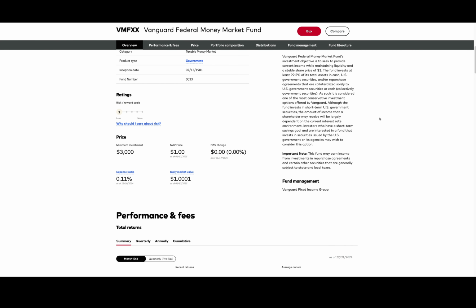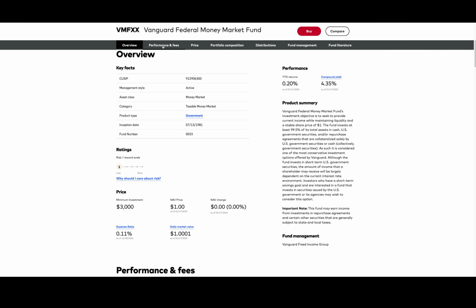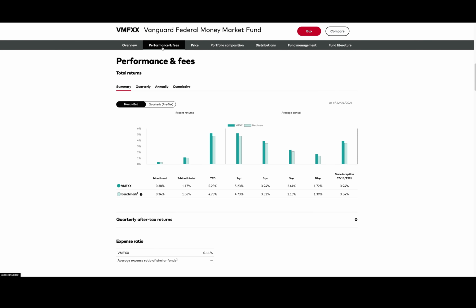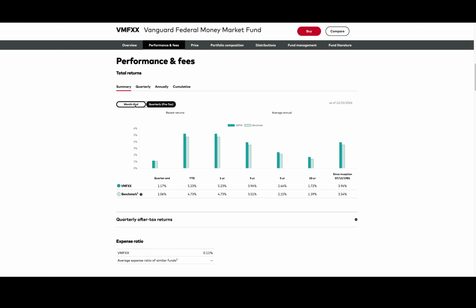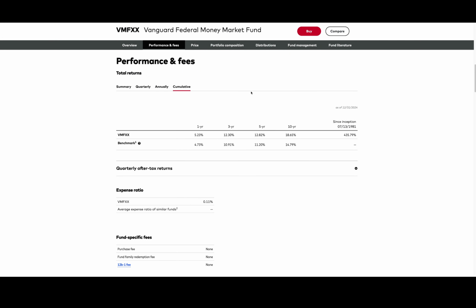Now as we scroll down, we can see an overview of what this is going to look like, right? We can see what the minimum investment is, what the market return is, and a quick way to do it on Vanguard's website is go to performance and fees. We can see what this is looking like over periods of time. It's really nice because you can get an idea of what your money is going to be doing. Here's a benchmark, and here is where the fund is stacking up. We can do it by quarterly pre-tax or month. We can do quarterly, we can do annually, and we can do cumulative. So it gets you a good idea of what it's looking like.